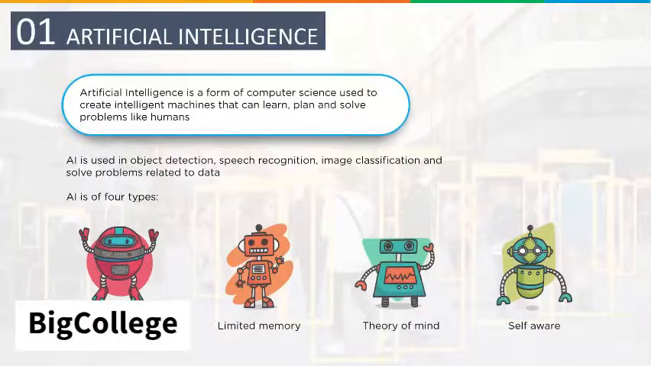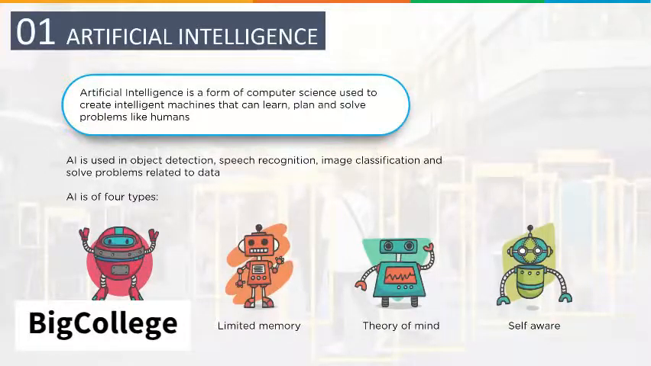Now, this involves creating machines that can learn, plan, and solve problems like human beings. Now, AI is something that's been used in a great number of fields. For example, it is used for object detection, speaker recognition, solving problems related to data, and generally, this is used to help systems learn from their past experiences and use this experience to handle new data.